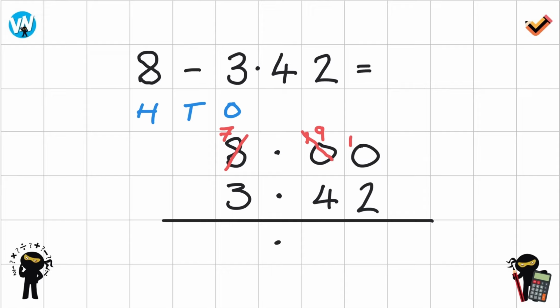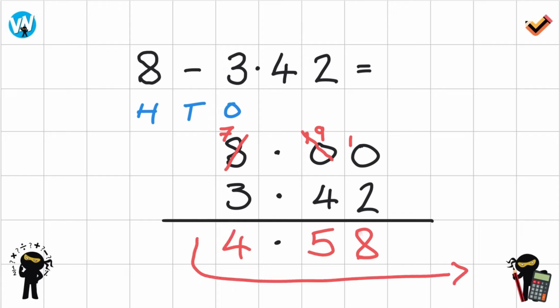10 take away 2 is 8. Whoops. 10 take away 2 is 8. 9 take away 4 is 5. And 7 take away 3 is 4. And again, if it was a SATs question, we would need to put that into the box.